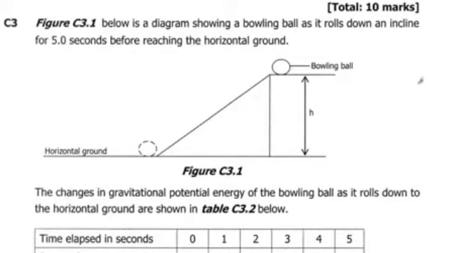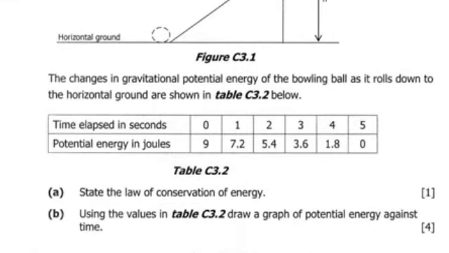Yes, here we have time elapsed in seconds. This is the time on top, on the x-axis. It's 0, 1, 2, 3, 4, 5. Then the potential energy is in joules. Of course, we know energy is measured in joules, the SI unit. So we have 9, 7.2, 5.4, 3.6, 1.8, then 0. So now, what is the question?